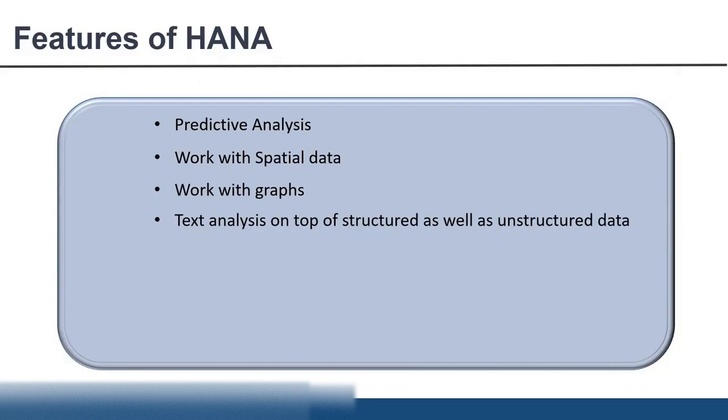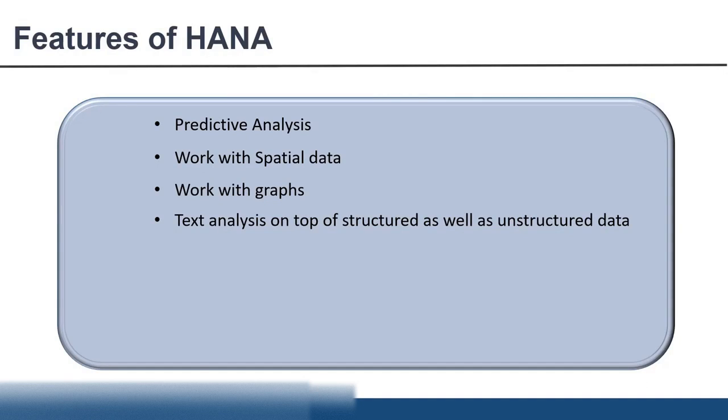One more important feature of HANA is you can have text analysis on top of structured as well as unstructured data. So what is structured and unstructured data? The data which you store in a specific row and column format is called a structured data. Say for example, if you are storing the data in an Excel sheet or any database, that is a structured data. And if you have data in your PPTs or Word documents or emails or social media, all this data is unstructured data.